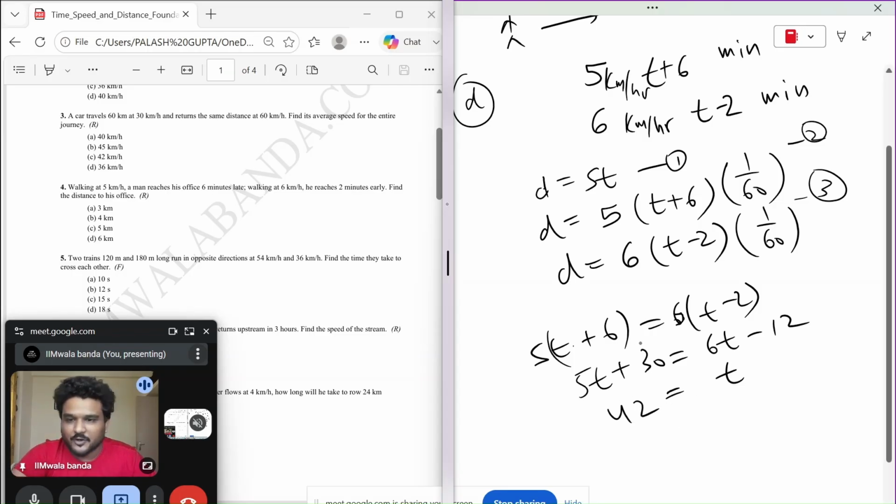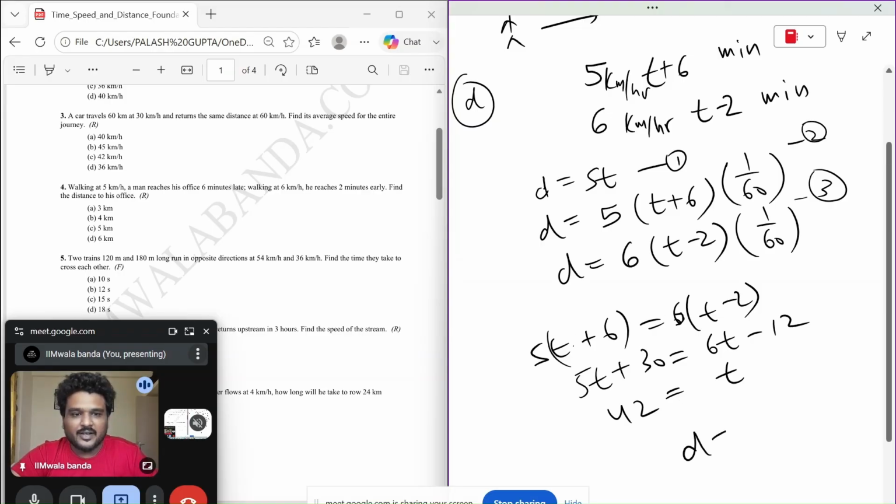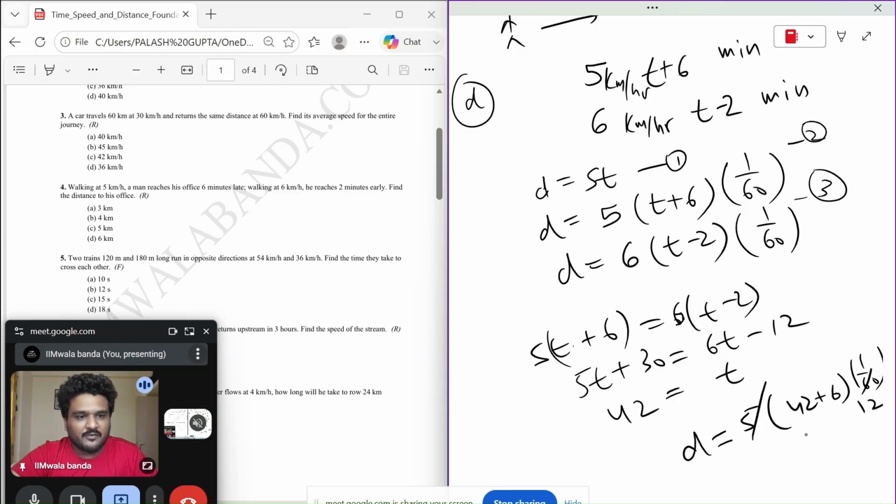So I know time is 42 minutes. It is minutes because I've assumed it in minutes, and I've converted it into hours here. So 42 minutes, and I have to find distance. I can put it in any equation and calculate it. So 42 plus 6, times 1 by 60. This is 12, this is 48 by 12, and the answer is 4 kilometers.